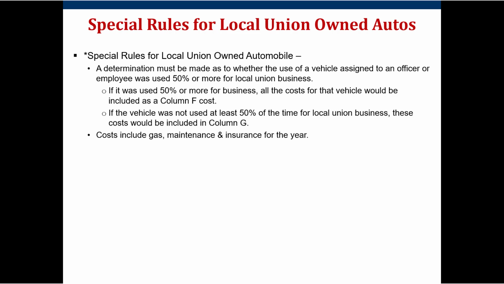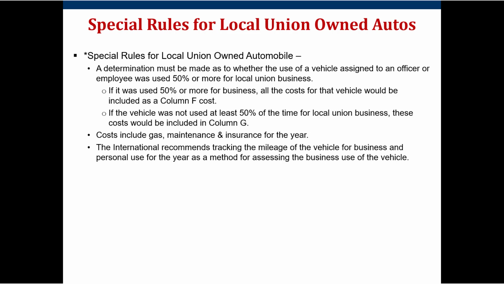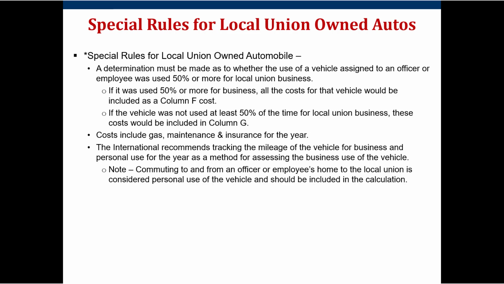Costs would include gas, repairs, and insurance for the year. The International recommends tracking the mileage of the vehicle for business and personal use throughout the year as a method for assessing the business use of a vehicle. Commuting to and from an officer or employee's home to the local union is considered personal use of the vehicle and should be included in the calculation.